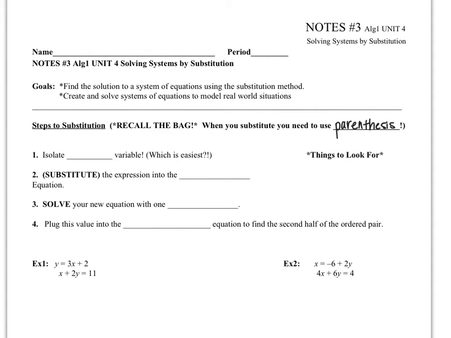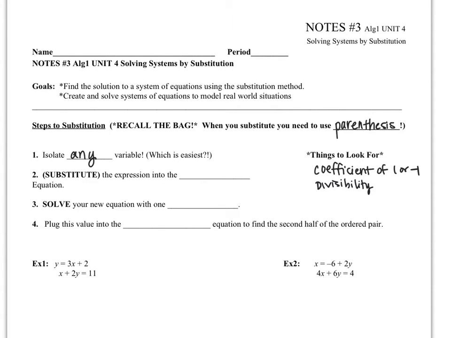There are some steps to substitution. The first one is going to be to isolate any variable. You can either isolate x or y from either equation, and you can do whichever is easiest. Things to look for that are going to make isolating easy is if there's a coefficient of 1 or -1. If 1's not available, we're going to talk about divisibility. What that means is if you're going to have to divide to get a variable isolated, you're going to want to make sure everything is divisible if possible.